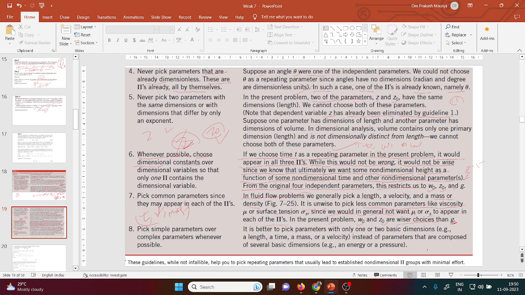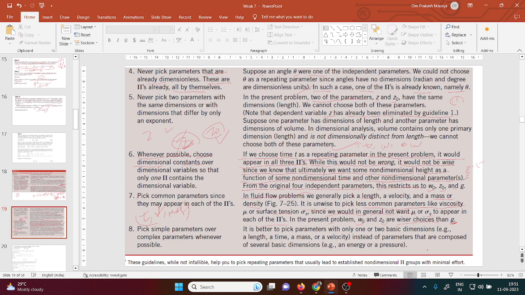But it is unwise to pick up less common parameters like viscosity or surface tension, since in general we would not want mu and surface tension to appear in each of the pi's. In the present problem, W naught and Z naught are wiser choices than G.